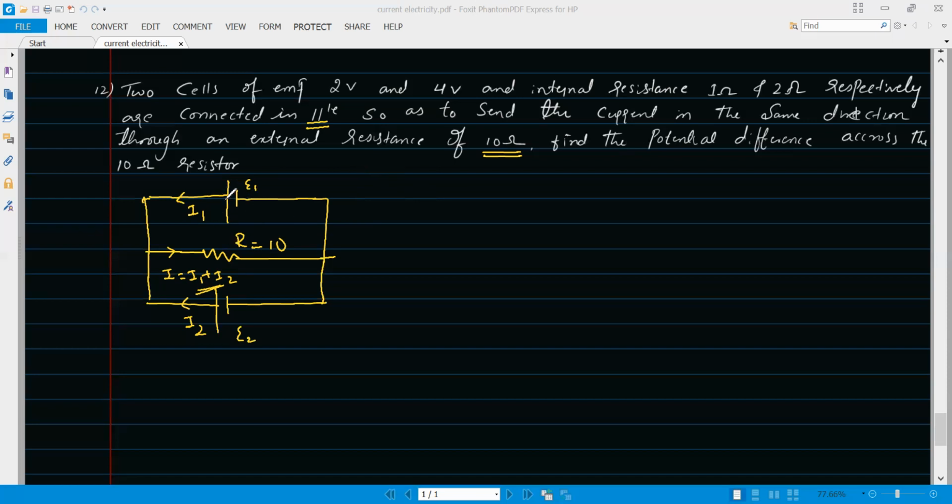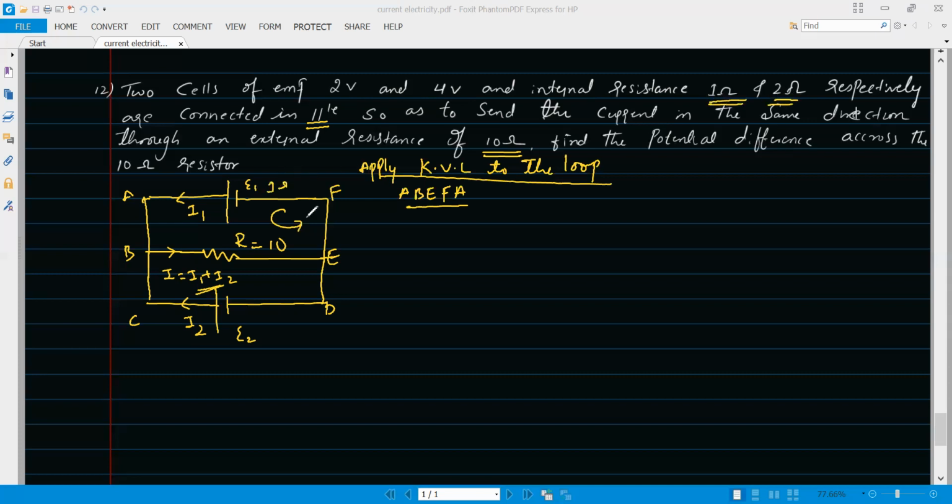So how to calculate this? Let us first name these points A, B, C, D, E and F. First, let us apply Kirchhoff's voltage law to the loop A, B, E, F, A. The internal resistances are given: this cell has internal resistance 1 ohm, and this one has 2 ohm. The EMF of this one is 2 volt and of this one is 4 volt.